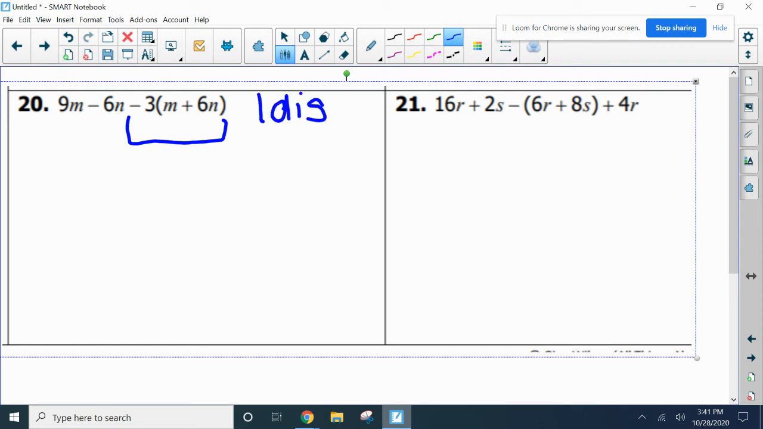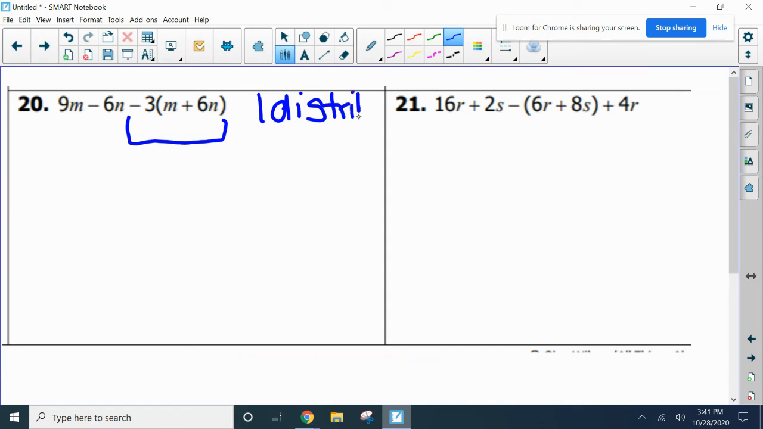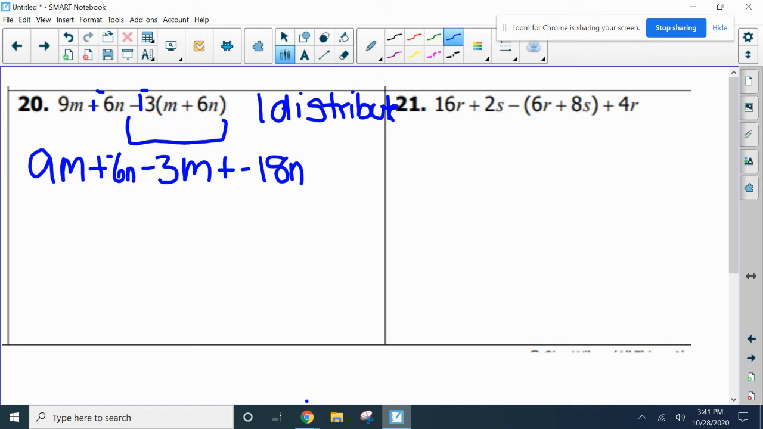I'm going to write down your steps so you have one where you can see everything you did. So 1, you distributed. And remember, we'll make this plus a negative because we're distributing a negative 3 and not just a 3. So negative 3 times 1m is negative 3m. Negative 3 times 6n is negative 18n. We're going to bring down what we had already, 9m. I'm going to make this plus a negative, so plus negative 6n plus 3m.